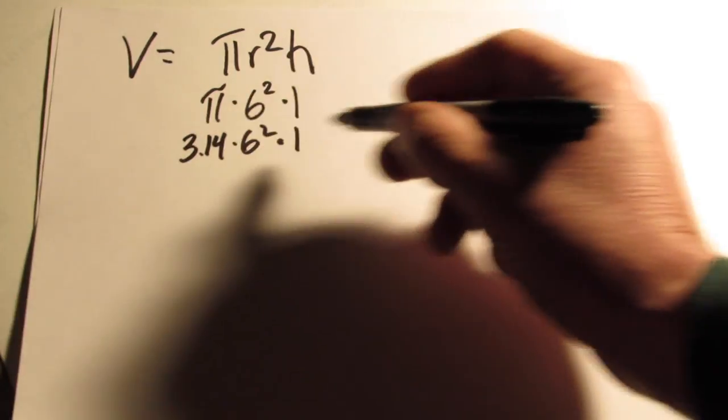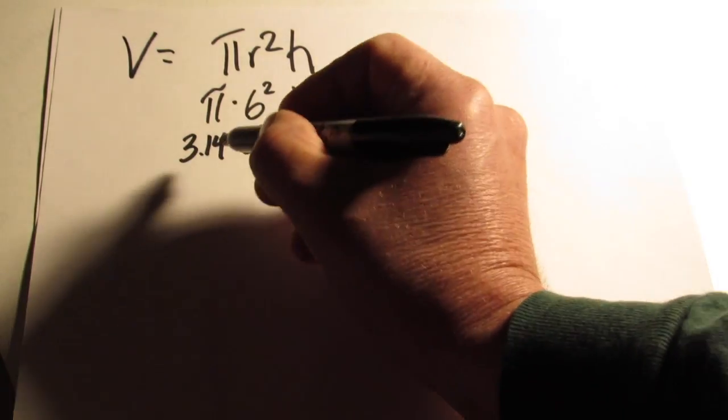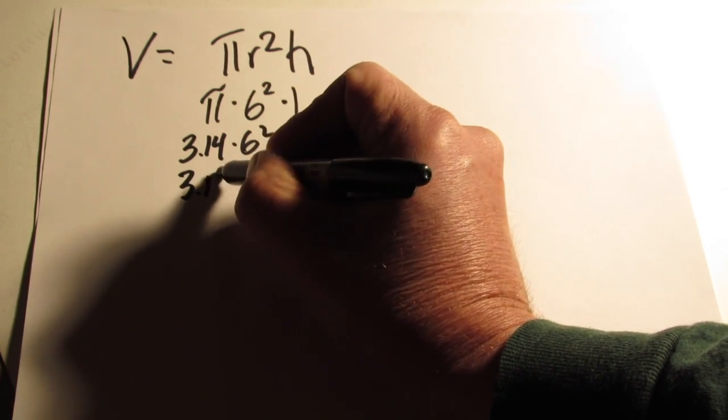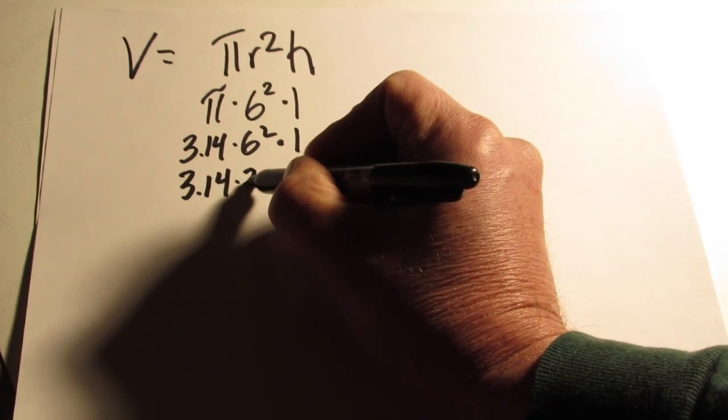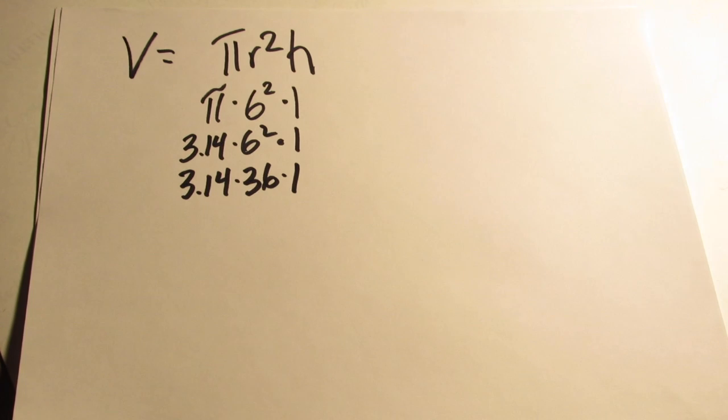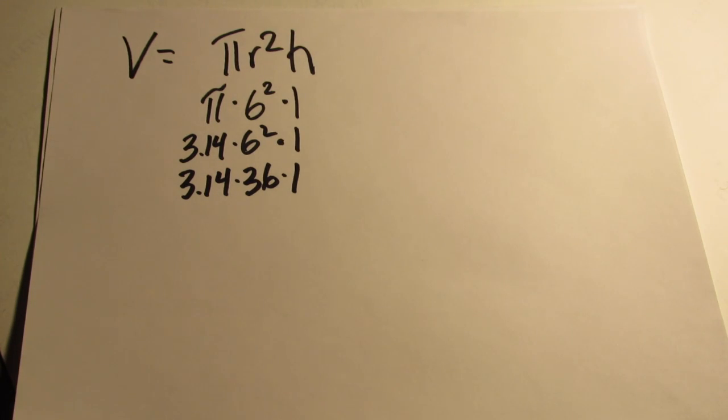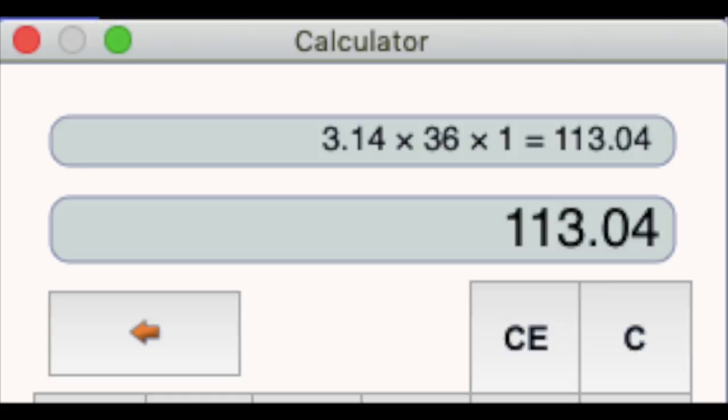We do our exponent before we do any multiplication, so 6 squared is 36, times 1. Compute that number in our calculator and get the volume. Guessing doesn't work.